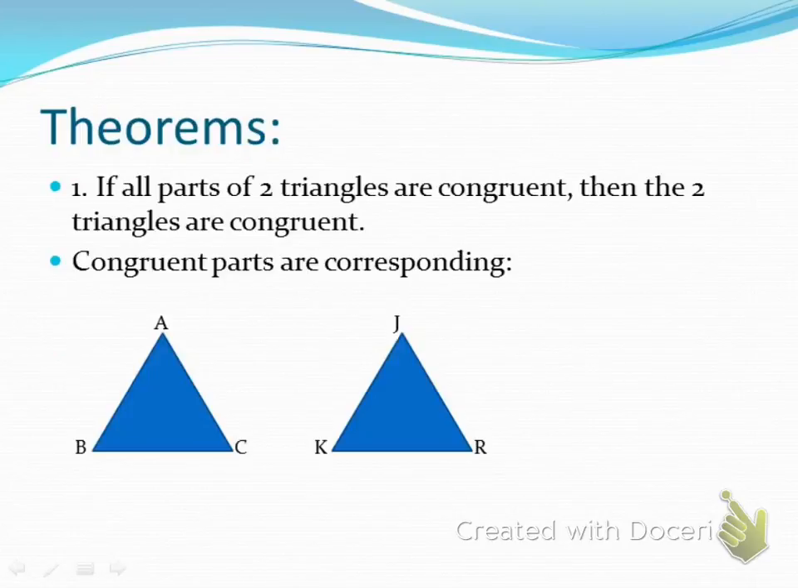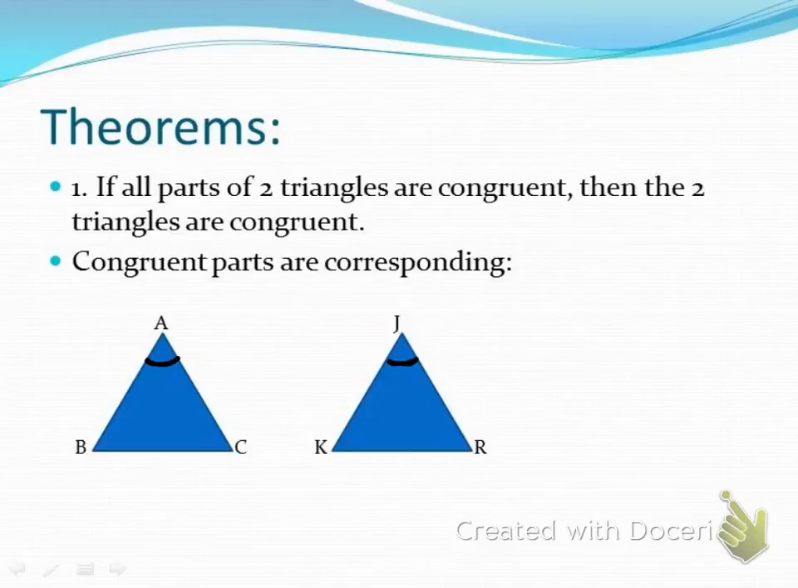So the theorem on the board says that if all parts of 2 triangles are congruent, then the 2 triangles are congruent. And congruent parts we call corresponding parts. So I'm going to elaborate on this a little bit, and I want you to do the same as you're going through yours. So basically what this is saying is you are going to have angles that match up with one another. We call those corresponding angles, or corresponding parts of triangles.